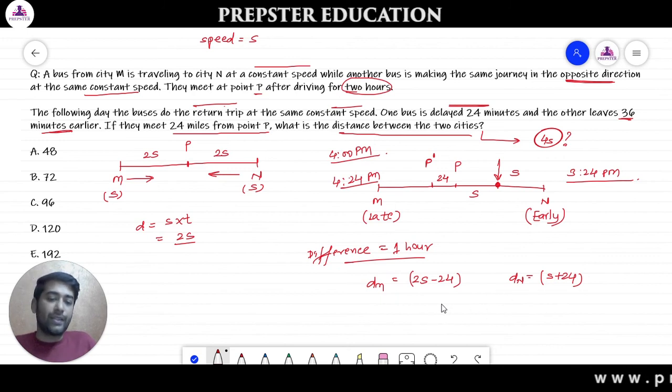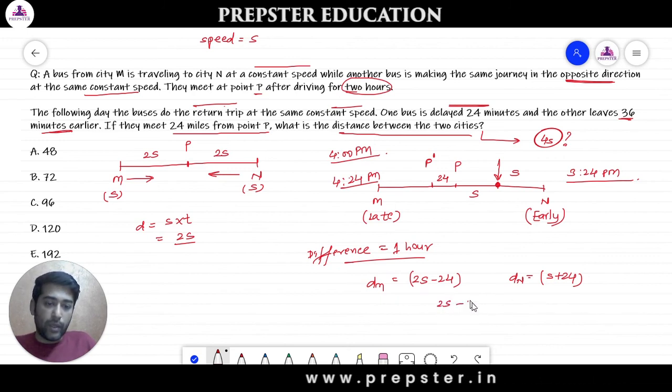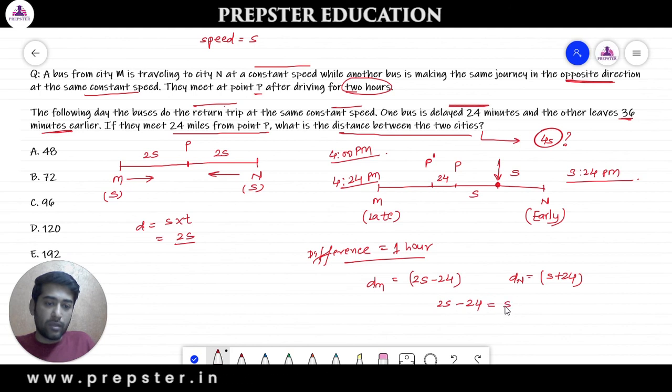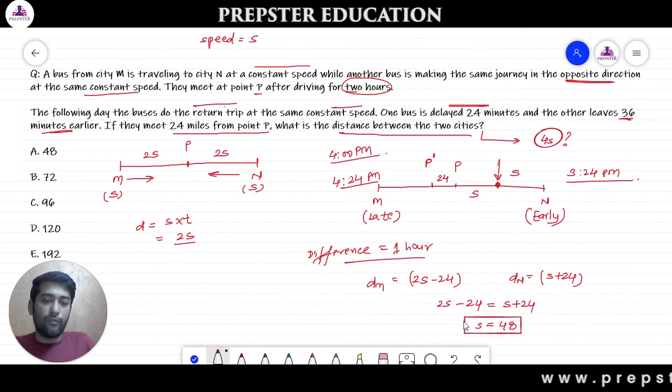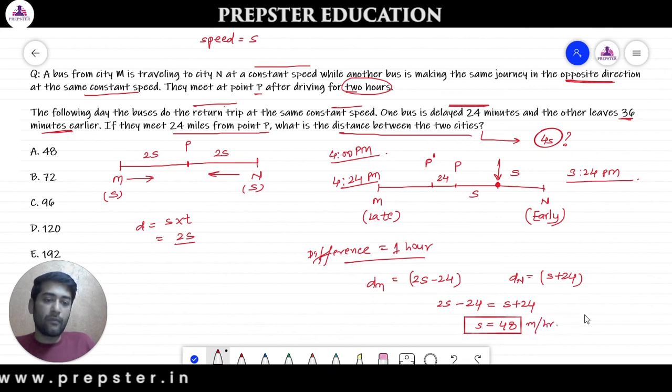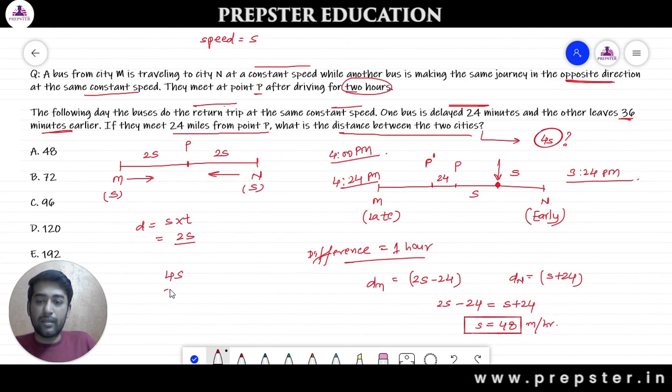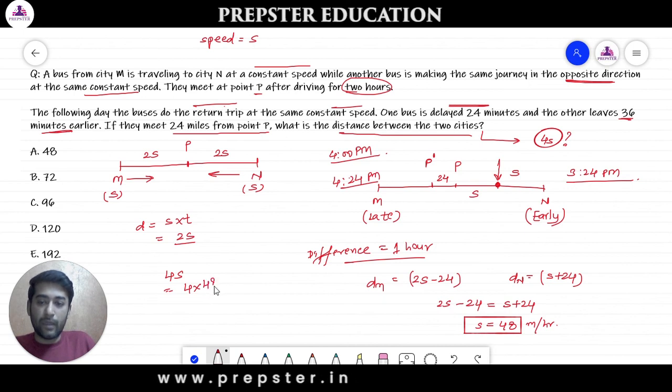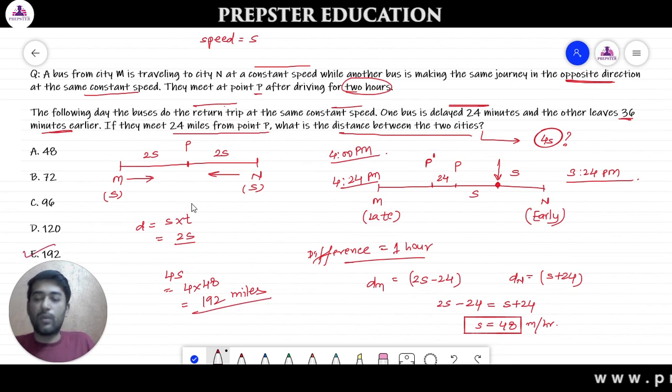And since the distances are equal, let's equate both of them. 2S minus 24 equals S plus 24. This will give you the speed as 48. So the speed of both the buses is 48 miles per hour. All we need to do is just plug in the value of 48 into the total distance. So 4S is 4 times 48, which gives you 192. So the distance between these two cities is 192 miles, which is option E.